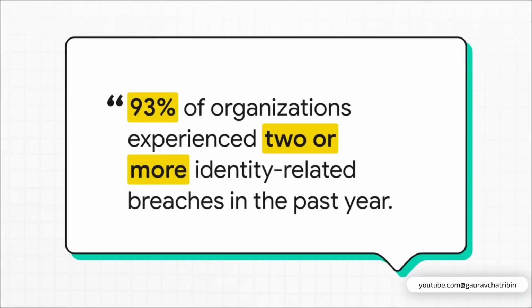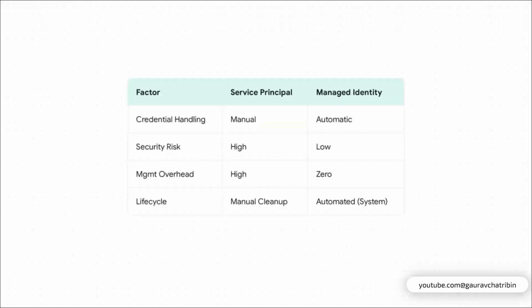But before we dive into the comparison table, just let this sink in for a second. According to a report from CyberArk, 93% of organizations had at least 2 identity-related breaches in the last year alone. The stakes for choosing the right identity model are incredibly high. This isn't just some academic exercise. This is real-world risk. This table, this is pretty much the heart of our entire explainer.